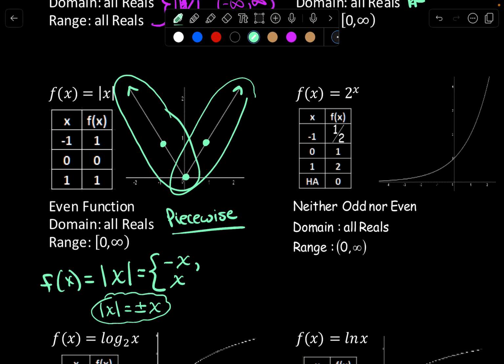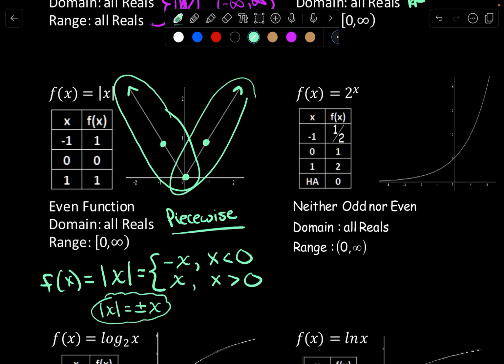Now, this is not true for all reals. The slope is not -1 for every single point on this function. It is only true when x is less than 0. The same can be said for this one. The slope is only positive when x is greater than 0. This piecewise has to represent every single real number. And right now we're missing the 0.